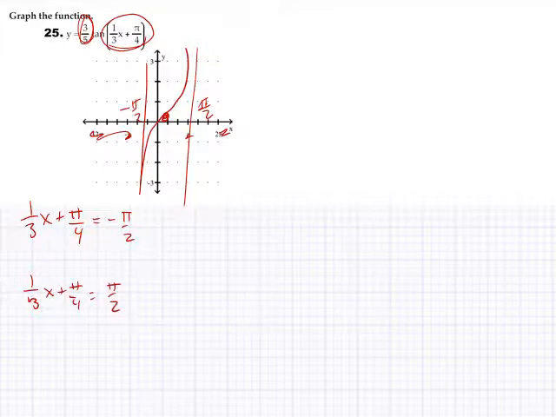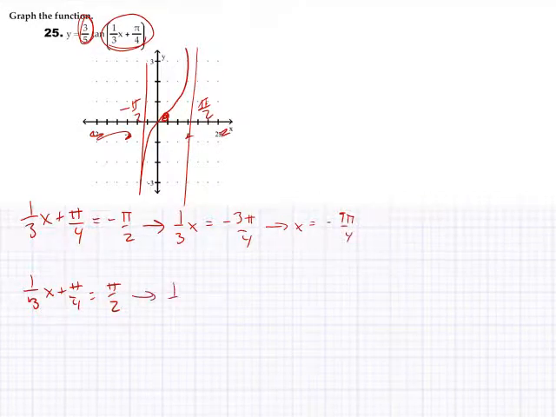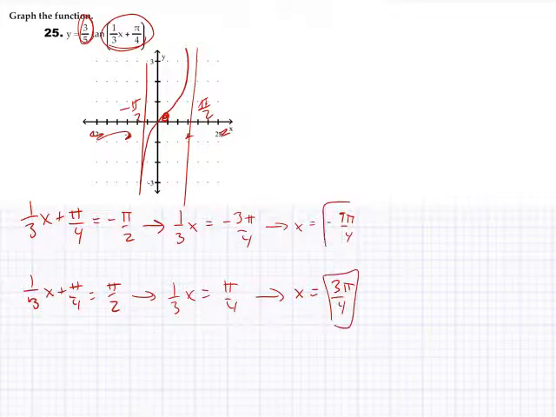So we're going to have to use this as our basis for finding the new vertical asymptotes. If we solve this, we get 1/3 x equals negative 3 pi fourths, and that tells us x equals negative 9 pi fourths. And here, if we solve this, this gives us 1/3 x equals pi fourths, and therefore x equals 3 pi fourths. So here are our new vertical asymptotes.